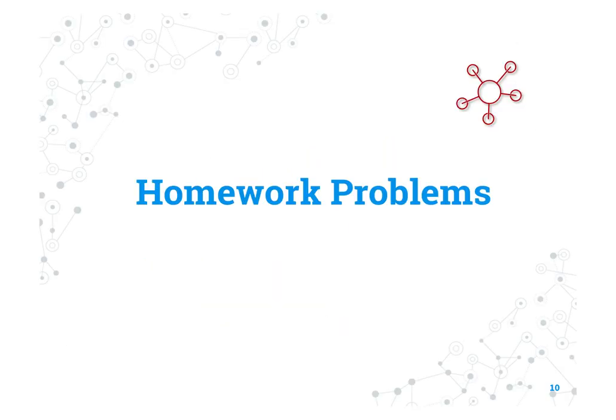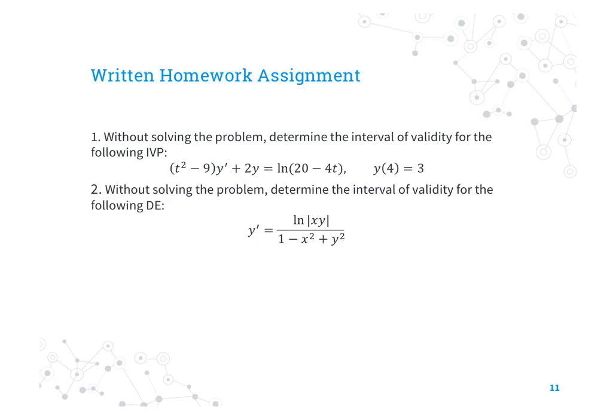I've given you a few problems to look at for homework, and they are these two. Without solving the problem, determine the interval of validity for the following initial value problem. And without solving the problem, determine the interval of validity for the following DE. The interval of validity means uniqueness and existence both. I know in example 4, we only had to do existence, but when it talks about the interval of validity, we're looking for existence and uniqueness.